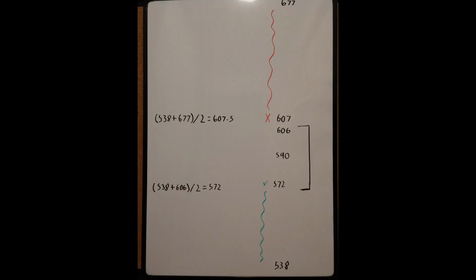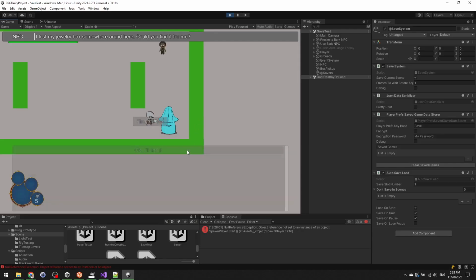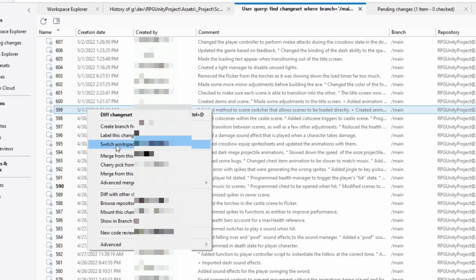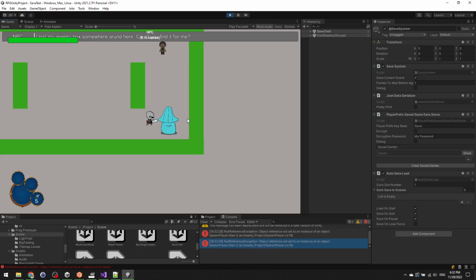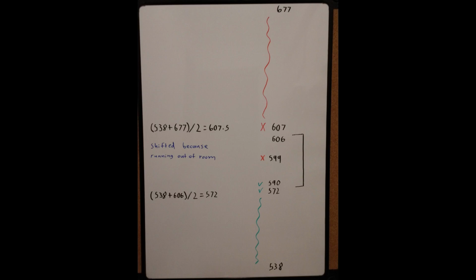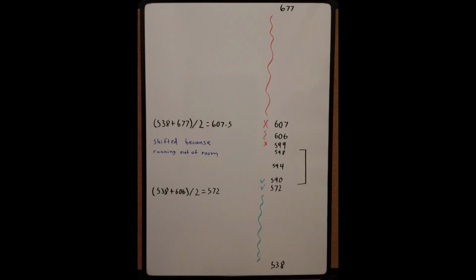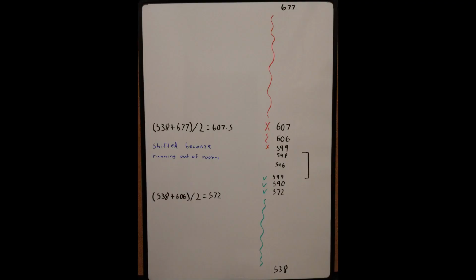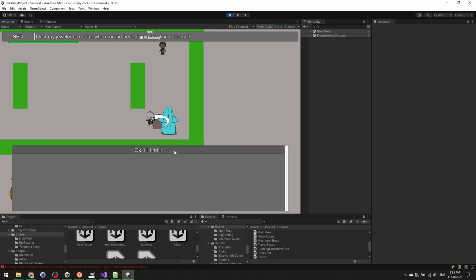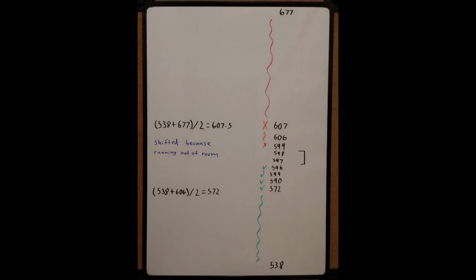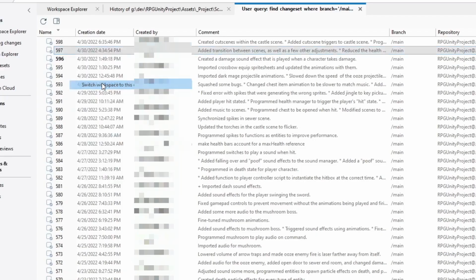We'll check out 590. Not reproduced, so we'll go higher. Now we check out 599. We reproduce the bug, so go lower. Check out 594. Not reproduced, so go higher. Check out 596. Not reproduced. Just two more commits left, 597 and 598. Now we check out 597.